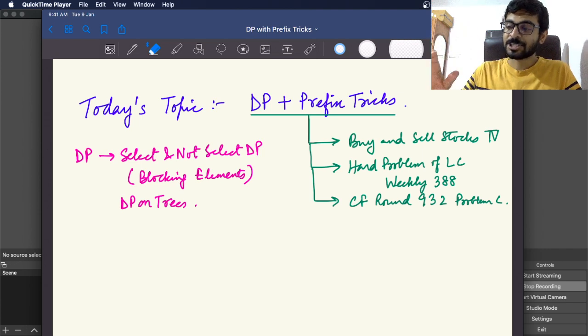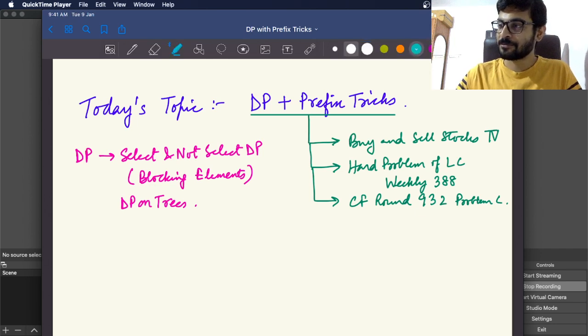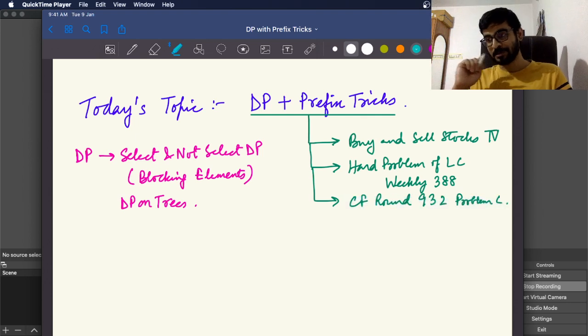So this session is going to discuss this particular technique for these three problems that I picked. The first is a classical problem. You might have faced this: Buy and Sell Stock 4. You have a hard problem of LeetCode weekly contest 388 that I picked. That is the last problem of that contest. And you finally have this problem, CF round 932, problem C.